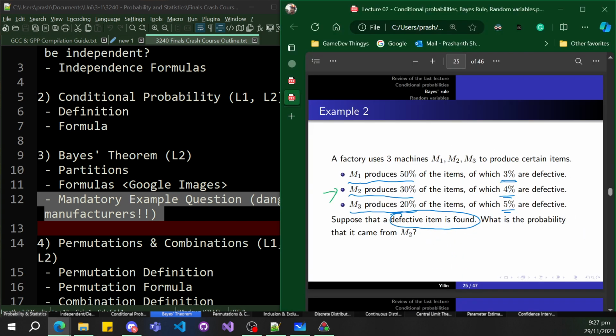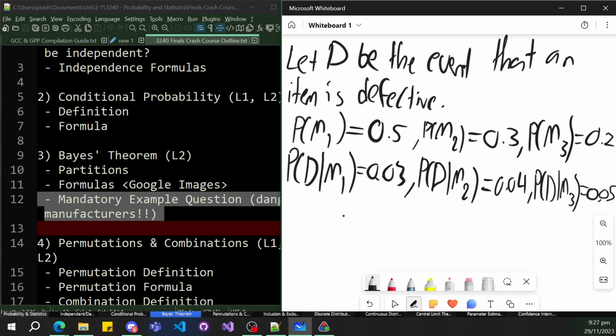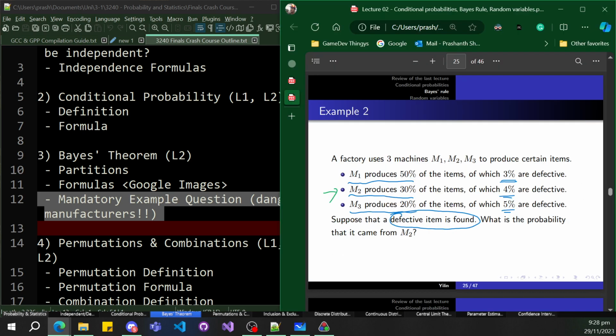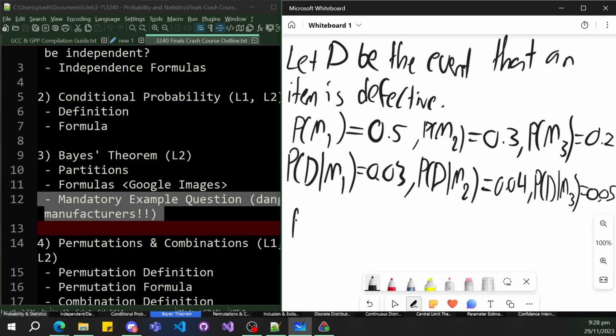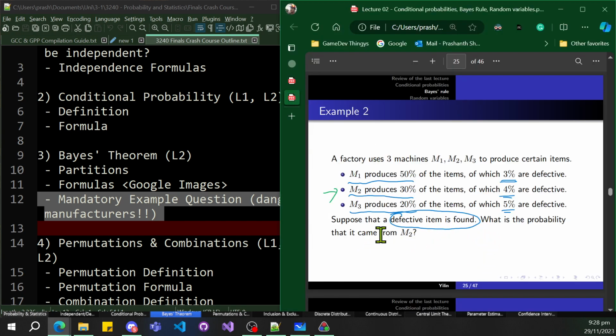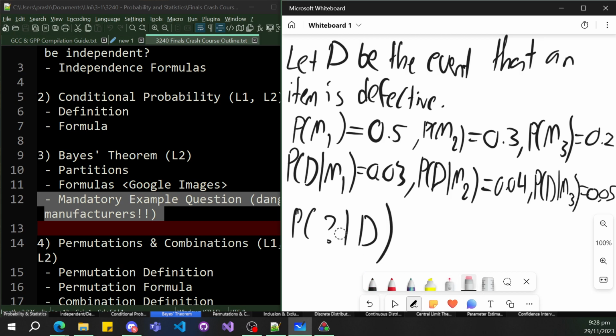Suppose that a defective item is found. What is the probability that it came from M2? Let's decode that statement into mathematics. Suppose that a defective item is found. So we are given information that a defective item is found. That means it's something given D, because it says, suppose that a defective item is found. That's what we're given. What is the probability that it came from M2? So the answer that we're looking for in this question is M2 given D.